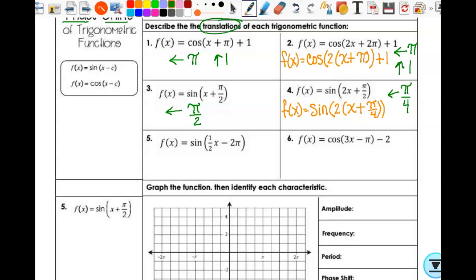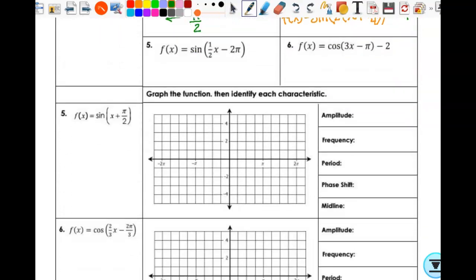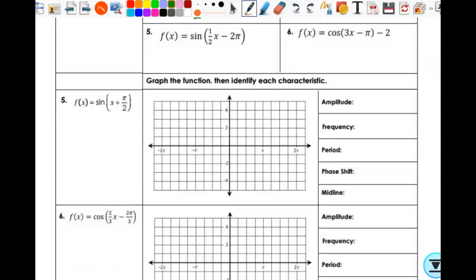You good with that? And you can check yourself. So 2 times x is 2x, 2 times pi is 2 pi. 2 times x is 2x, 2 times pi fourths is pi halves. We're good? Do I need to factor on number 5? Yes. So this is going to give me f of x is equal to the sine of 1/2 times x minus what?